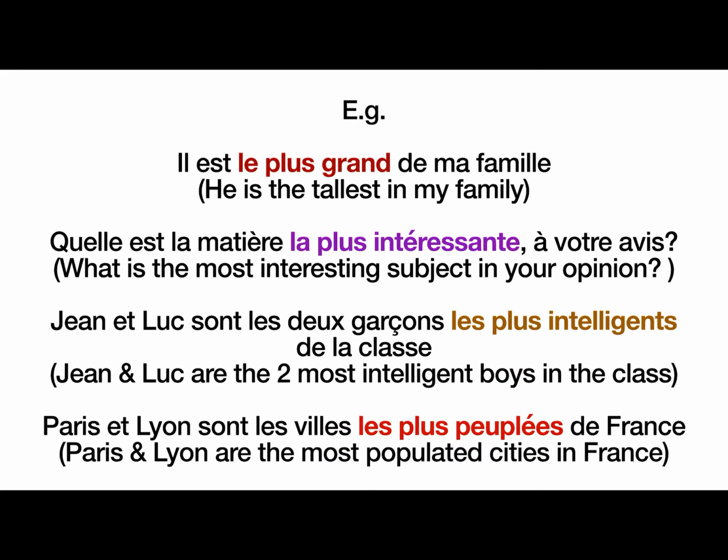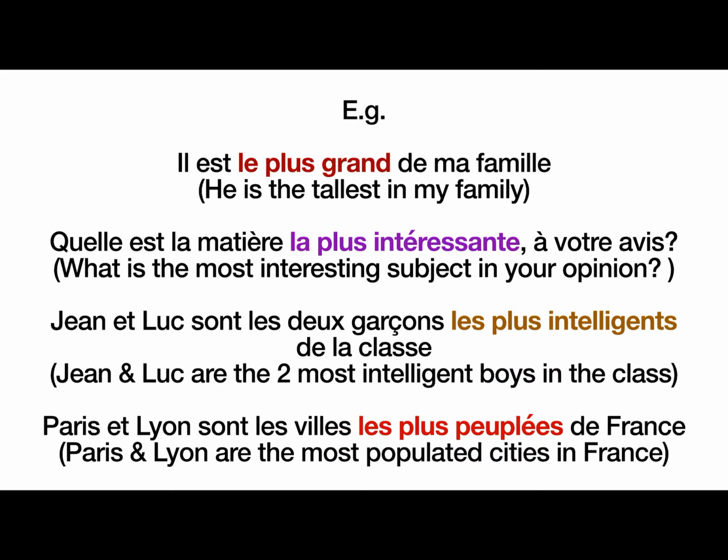Il est le plus grand de ma famille. He is the tallest in my family. Now, if I said il est plus grand que moi, that just means he is taller than me. I'm saying il est le plus grand. By putting le before it, I'm making it very definite. He is the tallest in my family.